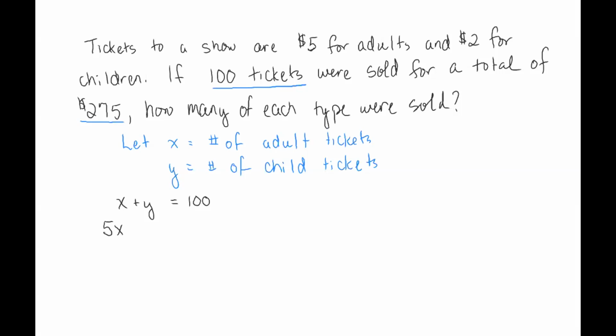What will give me the money from my child tickets? 2. 2 times what? Y. 2 times Y. So 5X plus 2Y gives me all my money, and all of the money that I collected was $275.